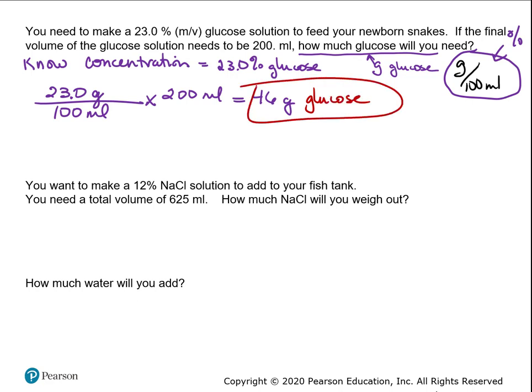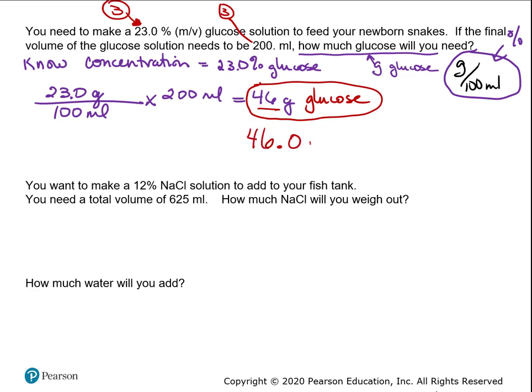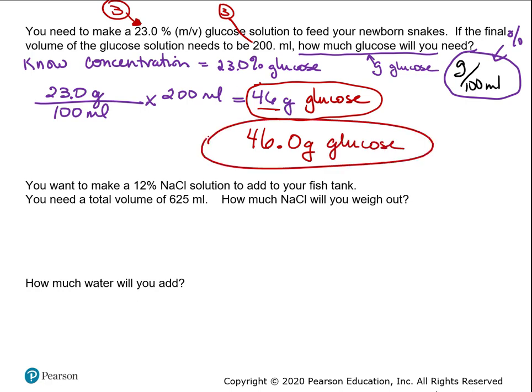So in this, 23.0, how many significant figures? How many significant figures in that number? 2? Nope. 3. Yep, 23.0, the 0 with the decimal place, that's 3 significant figures. 200 with the decimal place has 3. So that means that my number needs to have 3. It only has 2. So what am I going to have to add? A 0. Yep, 46.0 grams of glucose. So it's really telling you to be very exact.